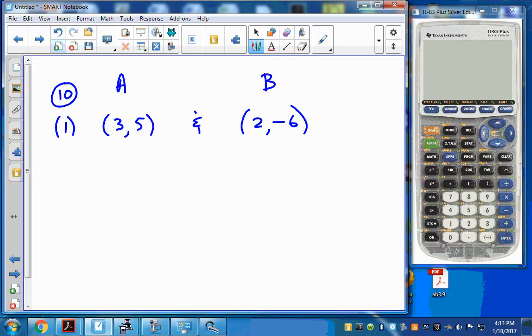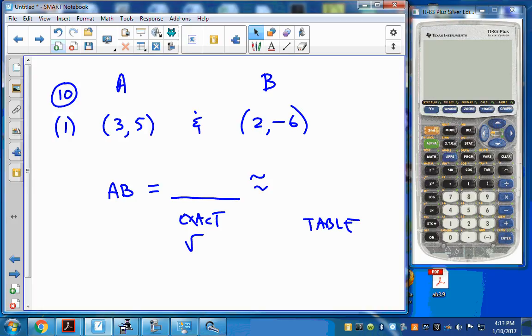Your task, you can use graph paper if you like, but you don't have to. Your task is to find out how long AB is exactly. That's going to be using a square root, and then approximately using the table. This is not problem 1, but I'll show you how it would work if this were problem 1.